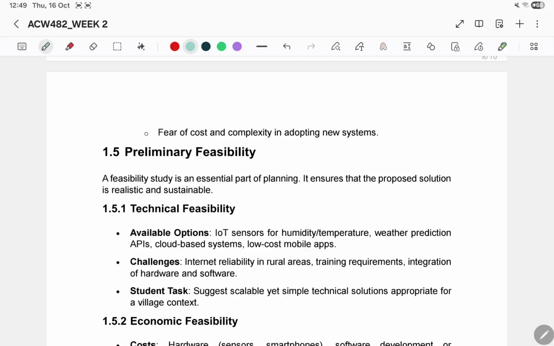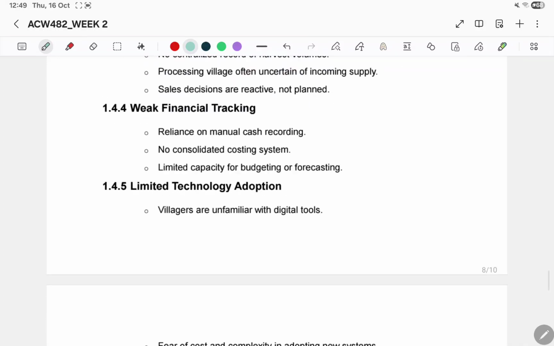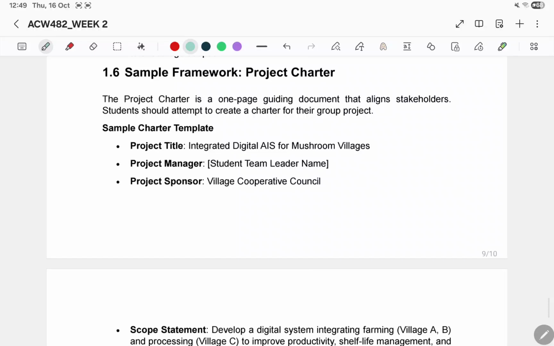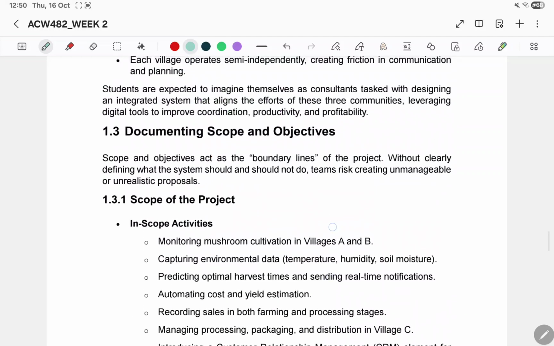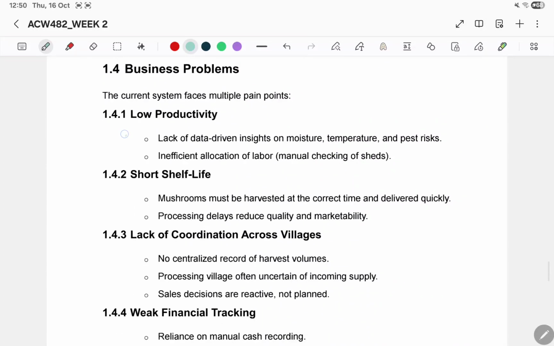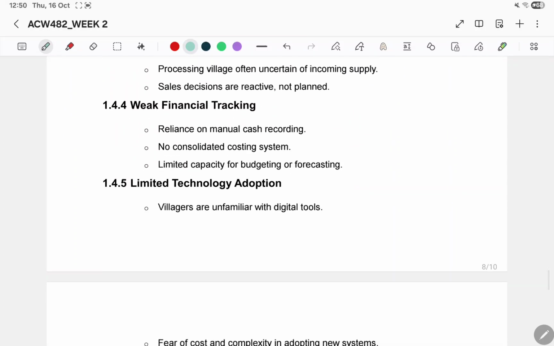What your role is, you need to read this report over here, and make sure that you go into detail in your own way. Over here is just a guideline saying that they have this problem, that problem, but it is general. So how are you going to specify the problem? For example, low productivity: how are you going to solve this? Like what I said, you can introduce IoT. Over here maybe you have limited technology.